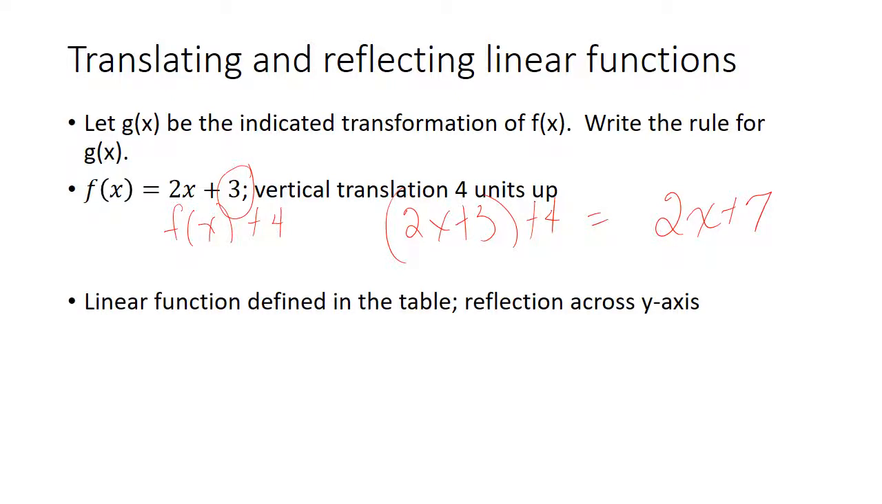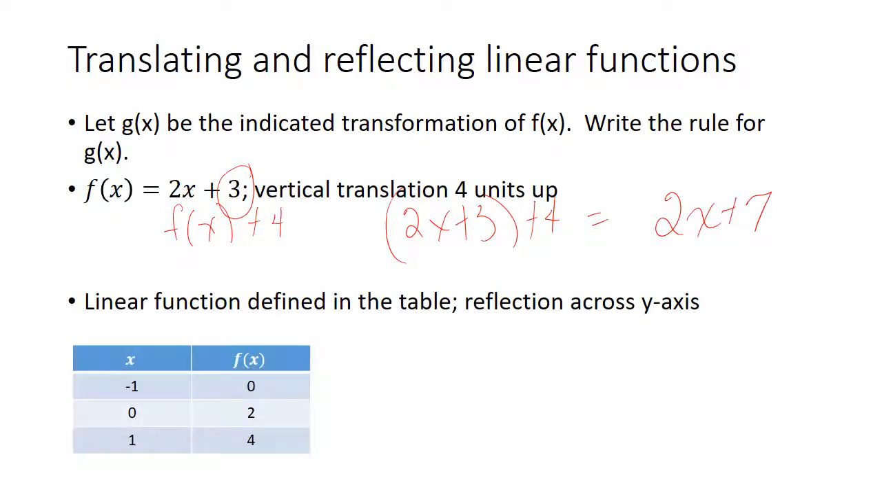Let's say we have this table defining our linear function, and we want to reflect it across the y-axis. Reflection across the y-axis means that we're going to replace the x with a negative x. So what we're going to do first is find the equation for this graph right here. We're going to start with finding our slope, which is our change in y over our change in x.